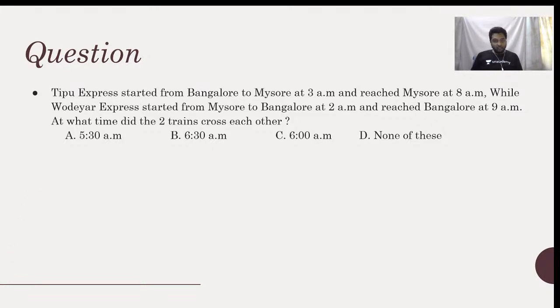Here he says, Tippu Express started from Bangalore to Mysore at 3 a.m. and reached Mysore at 8 a.m. Bangalore, Mysore. Tippu Express started at 3 a.m. and reached Mysore at 8 a.m. And Wodeyar Express started from Mysore to Bangalore at 2 a.m.